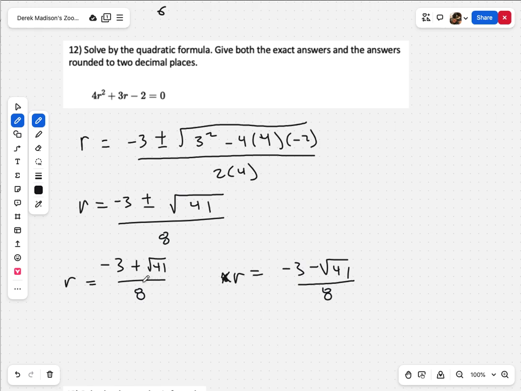And then we would need to put these into the calculator. So you type in negative 3 plus square root 41, and either you need to put parentheses around that, or just type that and hit enter, and then hit divided by 8, enter. And when I did that, I got this one to be 0.43 rounded to 2 decimal places. And same thing over here, negative 3 minus square root 41, enter, divided by 8, enter. And for that I got negative 1.18.